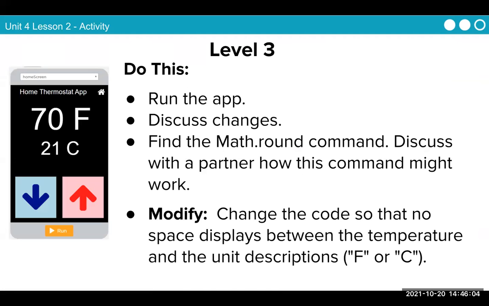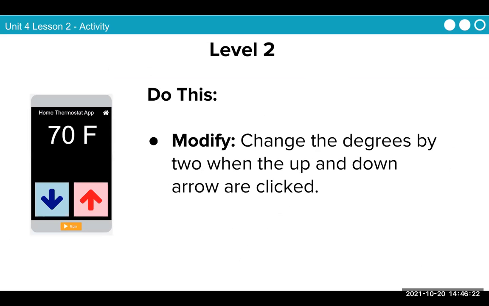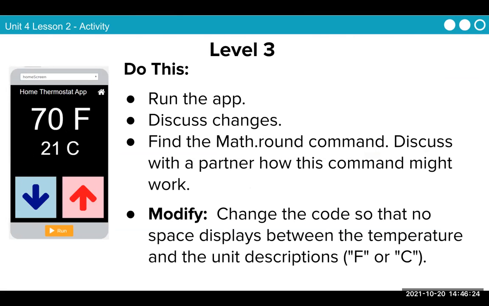Run the app in level 3. Run the app, discuss the changes. Find math round command. Discuss with a partner how this command might work. Modify. Change the code so that no space displays between the temperature and the unit description, F or C. Okay?